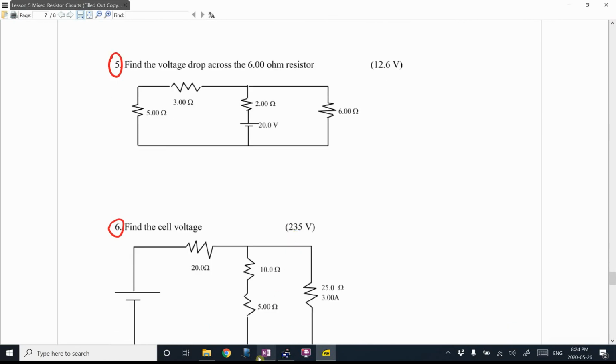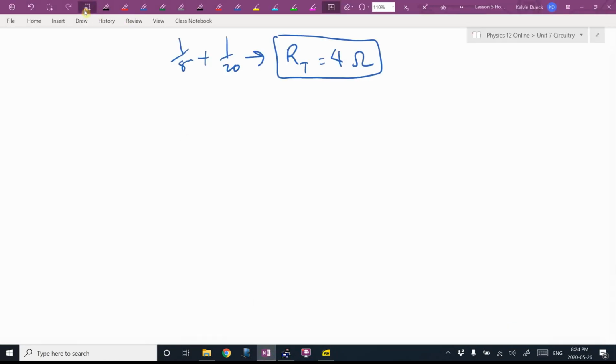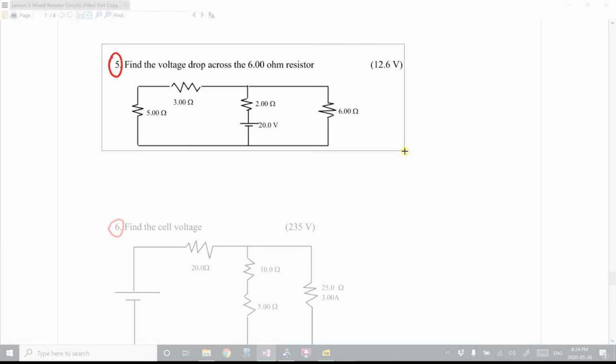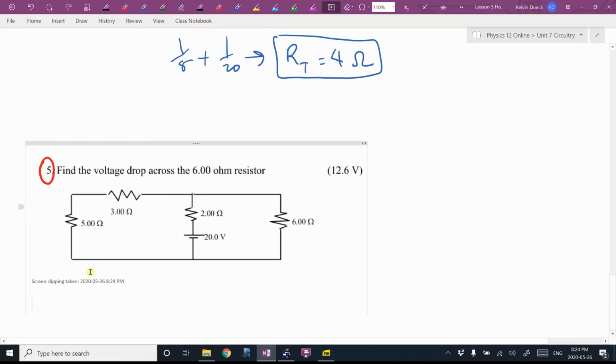Number 5 is drawn weird. The reason it's drawn weird is the battery's in the middle, and I'm not used to that. So if you want to, you could redraw it if you felt you needed to. If you redraw it, it would look like this. There's a 20-volt battery.